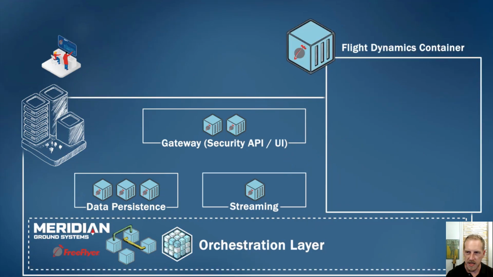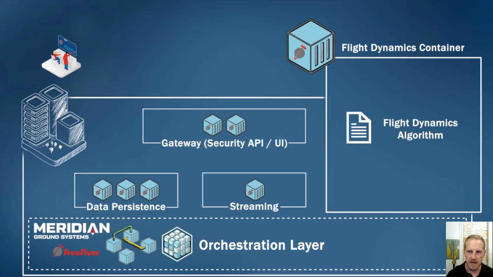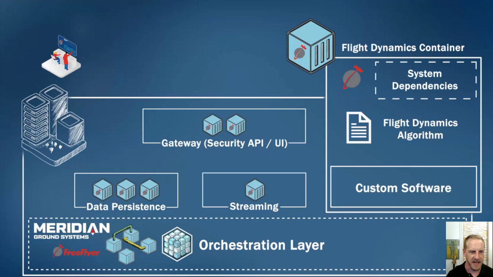All right, so let's take a look inside of our flight dynamics container to get another idea of exactly how this is working. So you've seen this before. Our flight dynamics algorithm really is kind of the heart of what we're doing. When we develop a container, that is the thing that's running. And so effectively, when that request comes in from the user, and the API says, go ahead and schedule these jobs, that orchestration layer is starting this container.